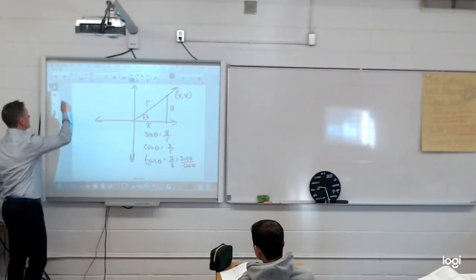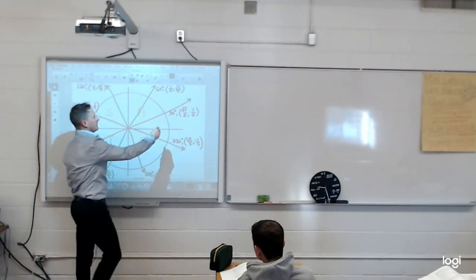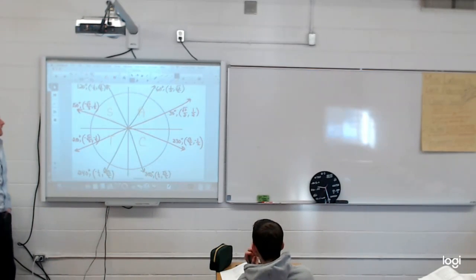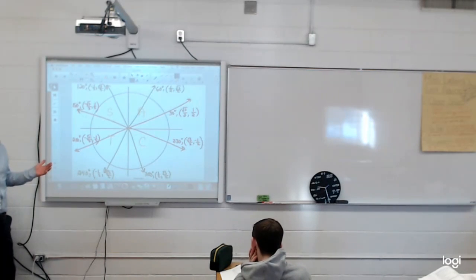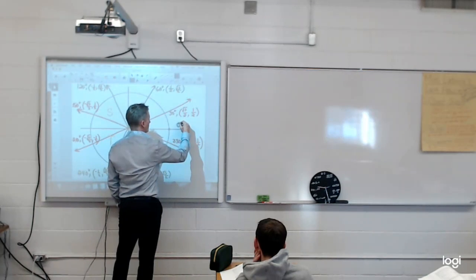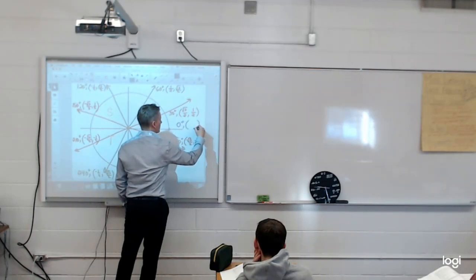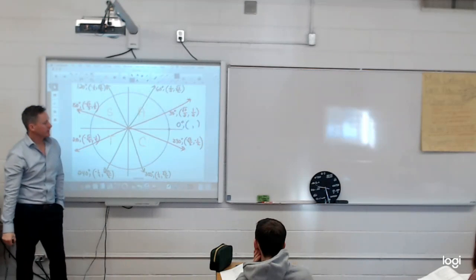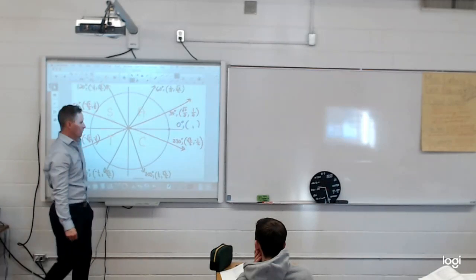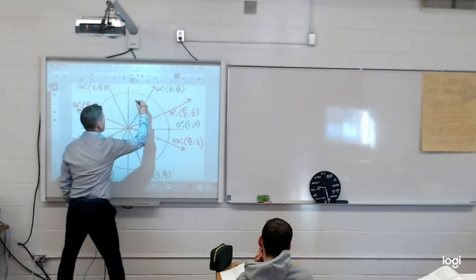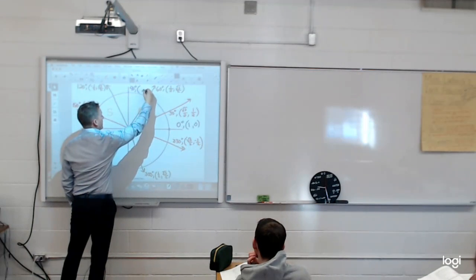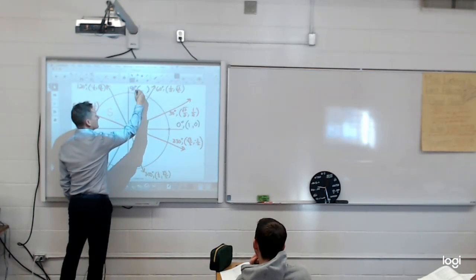Okay? Now, let's go back. Now we're going to switch it up a bit. I should have done this first, so I'm going to do it right now. Okay? 0 degrees. What's the coordinate for 0 degrees? This is the unit circle and the radius is 1. What is that coordinate? 1, 0. 90 degrees. What's the coordinate here? 0, 1.